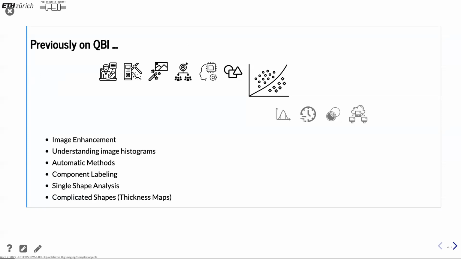Now we're going to go on from these simple objects to a little bit more complicated. That is today's lecture, looking at more branched structures and also larger collections of items that may not be clearly isolated.